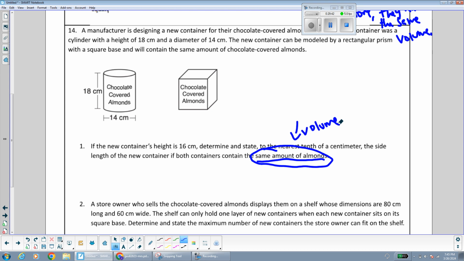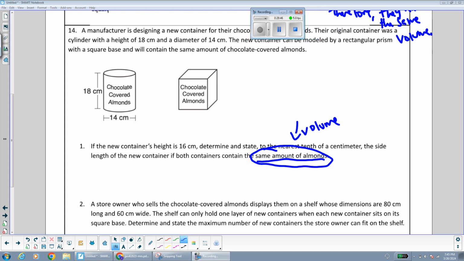So the old container was the cylinder, and cylinder volume is pi r squared height. The radius is 7, and the height is 18. So that would be 7 squared times 18, 882 pi.